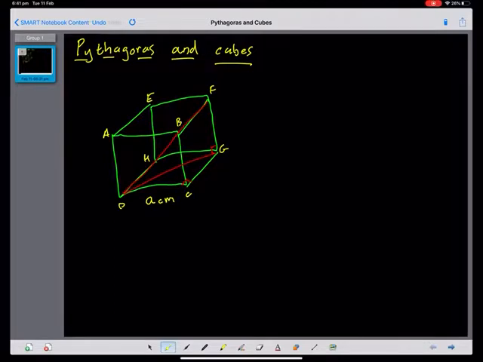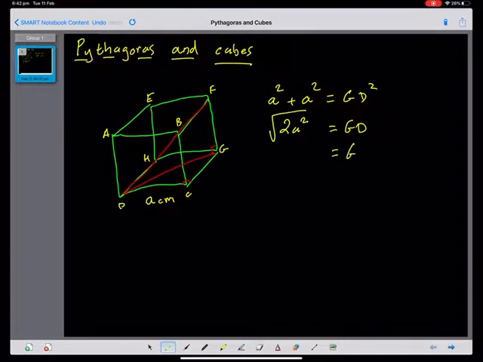Okay, so we've got a squared plus a squared is equal to GD squared. So if we collect like terms, we get 2a squared is equal to GD squared. If we square root both sides, we've got GD is equal to a root 2. Okay, so I'm just going to explain what I did. This uses the rules of square roots: the root of ab is the same as root a times root b. So I've got the root of 2 multiplied by the root of a squared. The root of a squared is just simply a.